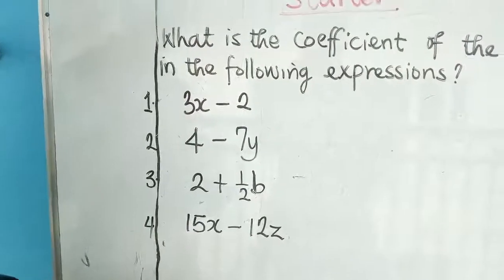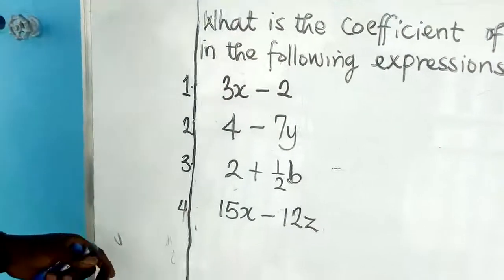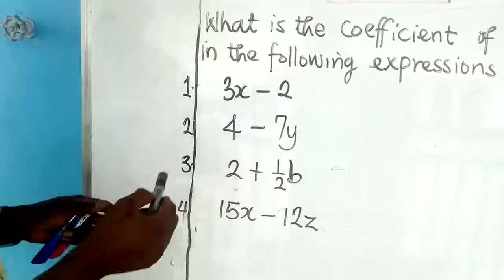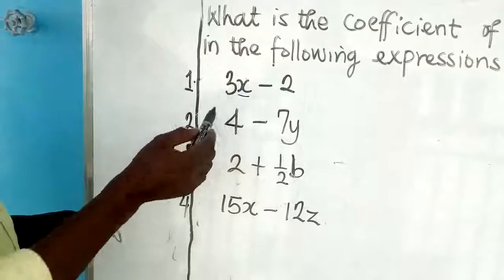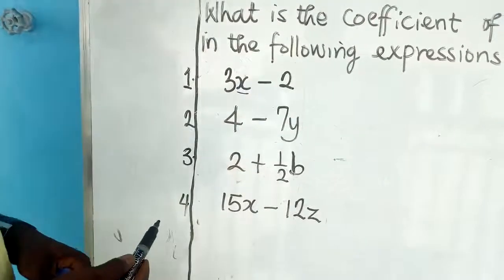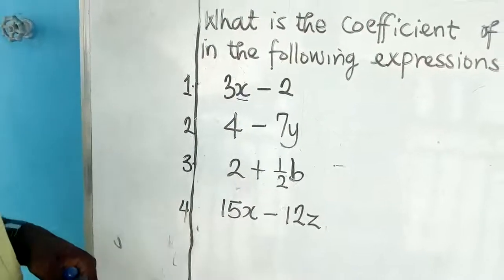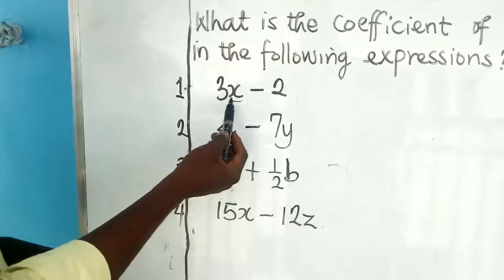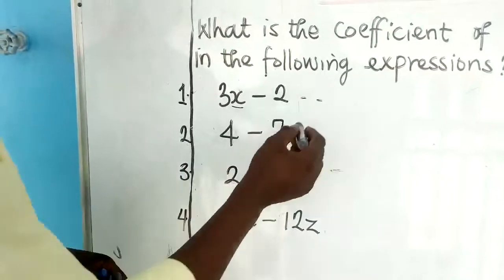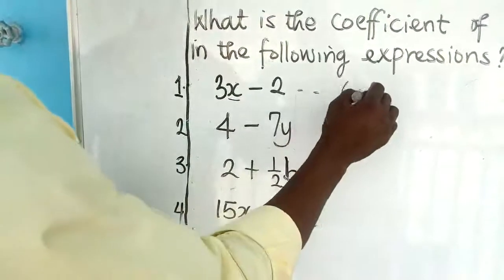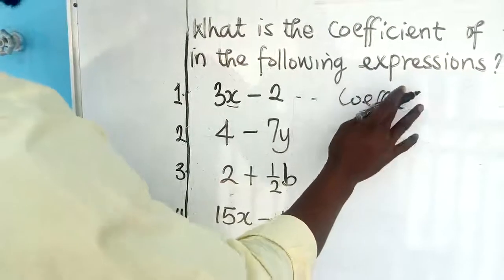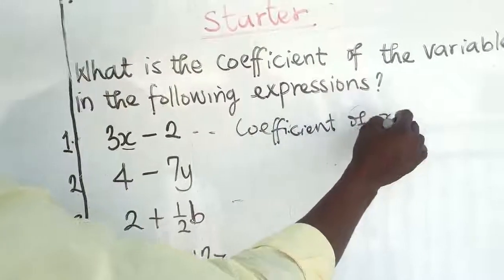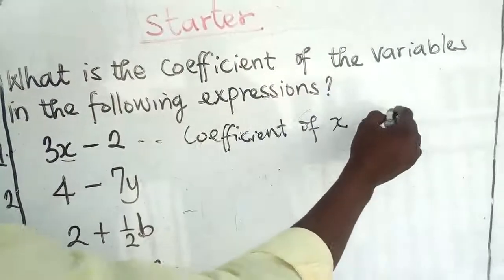3x minus 2. First, you look for the variable in this question 1. The variable here is x. And the number multiplying the variable is known as the coefficient. So 3 is the number multiplying x. Therefore, the coefficient of x is 3.